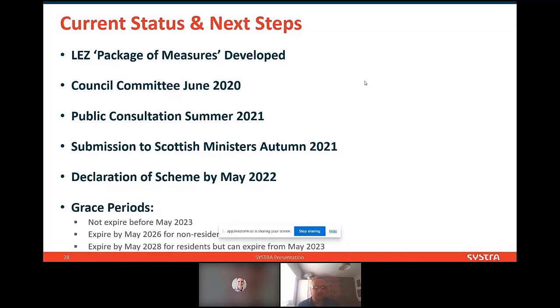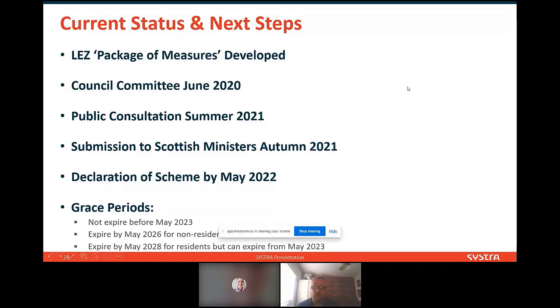The current status of the low emission zones in Aberdeen is we have a package of measures. They're going to committee next week, actually, and there's a public consultation on the scheme proposals through the summer. The idea is that it goes to the Scottish ministers in the autumn with a declaration of scheme, or the start of the scheme, if you like, by May 2022. There's different grace periods for different vehicle types, but effectively it looks like a 2-year grace period, which takes us to 2024.